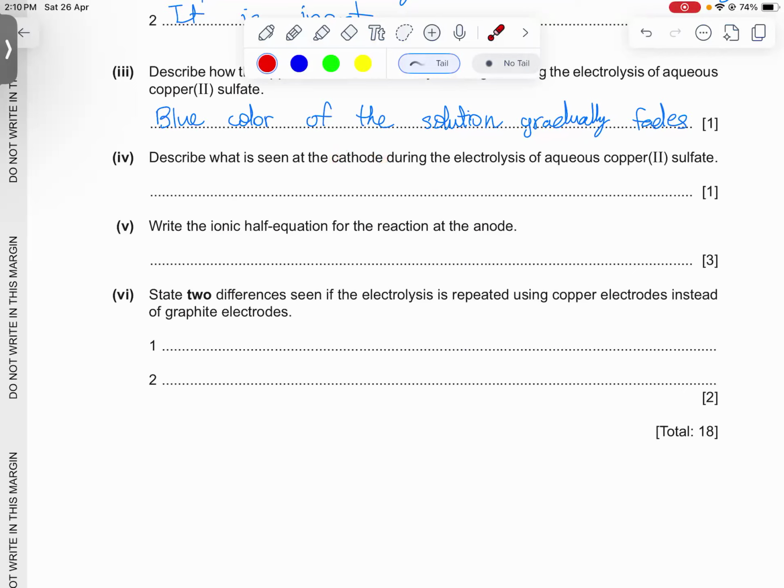Or something is depositing on the cathode. And what is that something? It is copper metal depositing. And how do we recognize copper metal? It's very famous, we say that a pink solid deposits onto the cathode, making the cathode bigger, right? So we say pink solid deposits on cathode, making it larger. Next question, write the ionic half equation for the reaction at the anode.